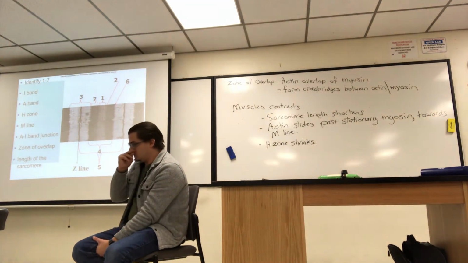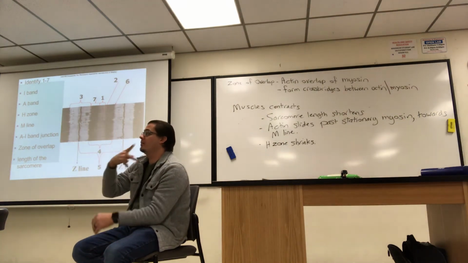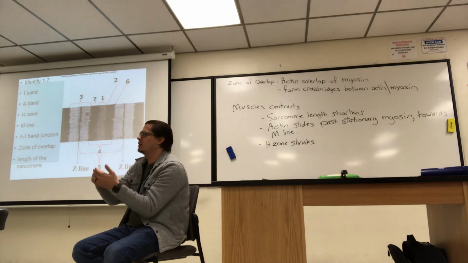All right, so on your half sheet, go ahead and talk it out. Identify 1 to 7 sarcomere stuff.